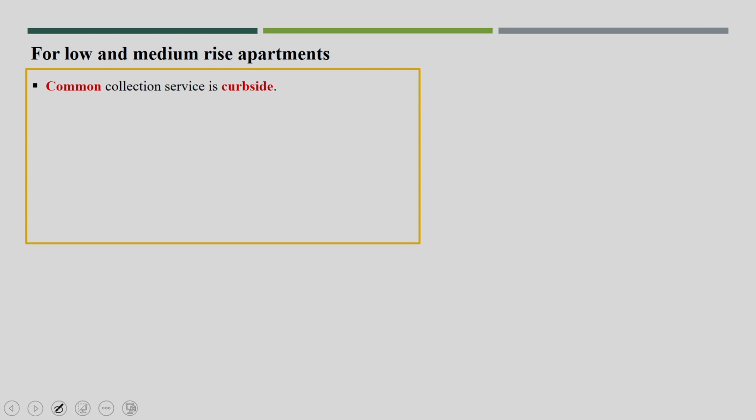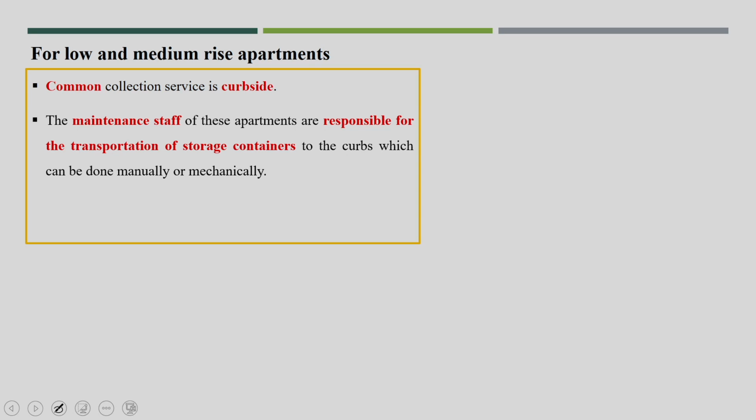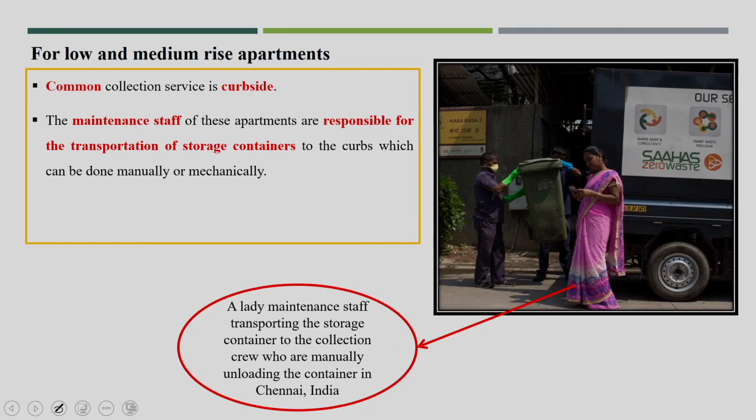That was for the low rise buildings, low rise detached apartments. Now for low and medium rise apartments, a common collection service is curbside only, for medium rise buildings. Now here the maintenance staff of these apartments are responsible for transportation of waste from the storage location to the curb, that is managed by the maintenance staff. You can see here one of the photographs, this lady is maintenance staff transporting the waste from the storage container to the collection crew who are manually unloading the waste into the vehicle.